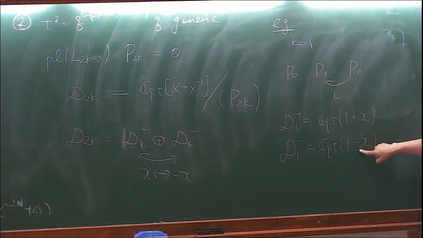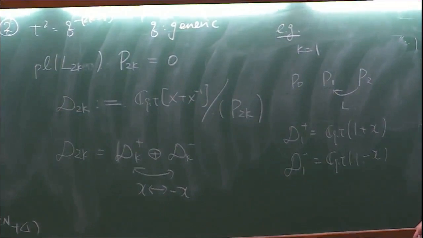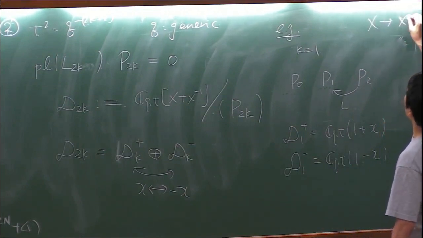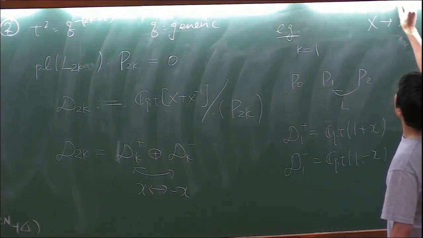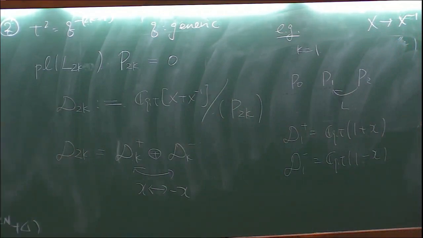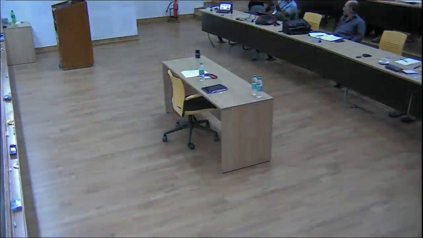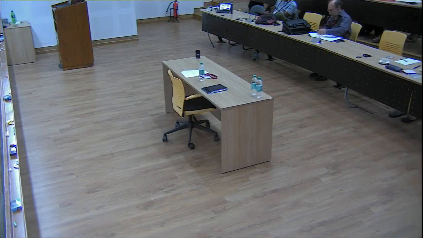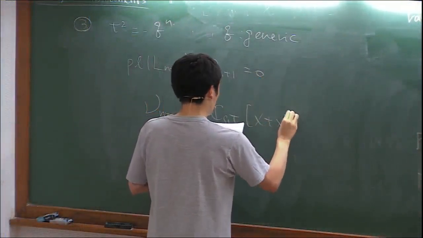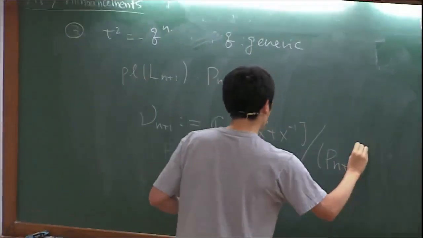These are the one-dimensional representation generated by 1 plus x. But that goes x goes to x inverse. Right. And small x is equal to x plus x inverse, so it's automatically Z_2 invariant. Okay. But anyway, in the polynomial representation, L_{n+1} acts on P_{n+1} equals 0. So it's standard. So I call it B, C_q,t[x + x^{-1}] modulo P_{n+1}. Okay, so that's what's going to happen.